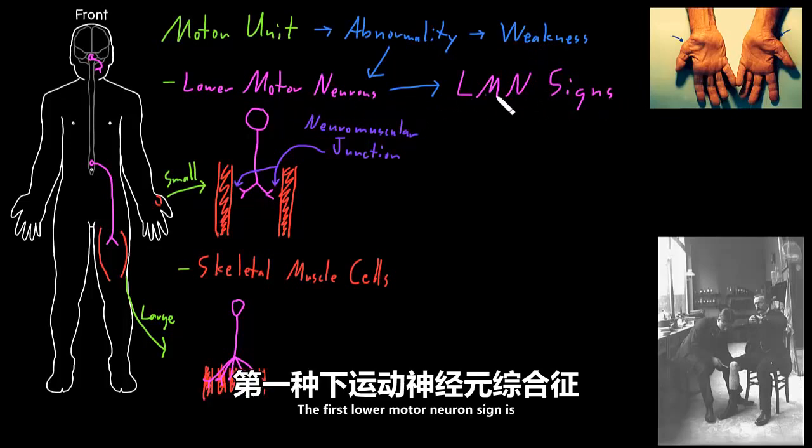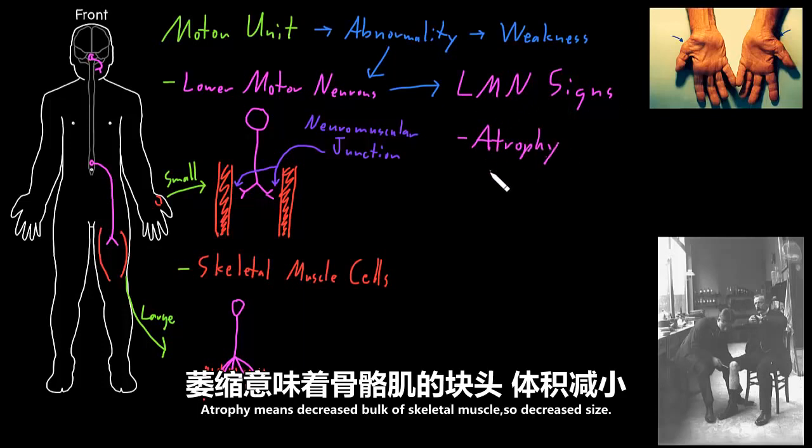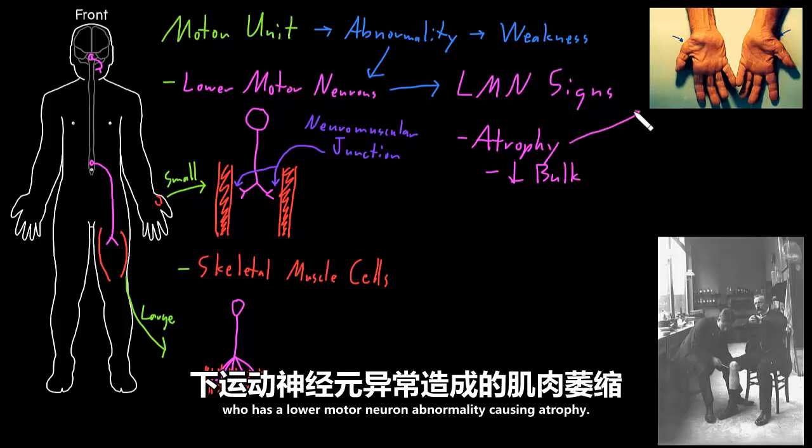And the lower motor neuron signs can happen in addition to weakness if there's some abnormality of these lower motor neurons. The first lower motor neuron sign is atrophy of skeletal muscle. Atrophy means decreased bulk of skeletal muscle, so decreased size.